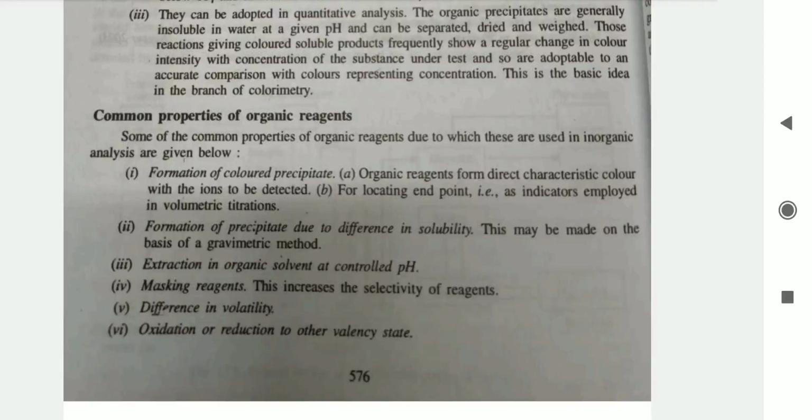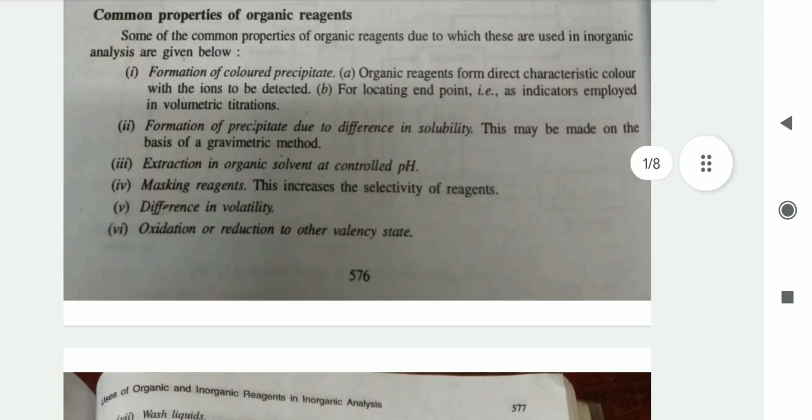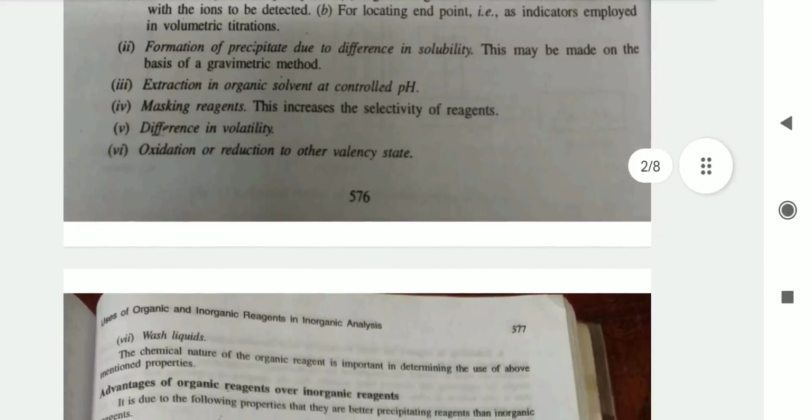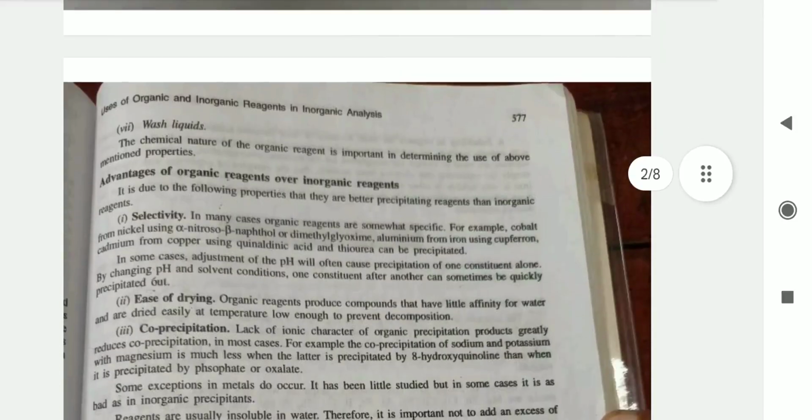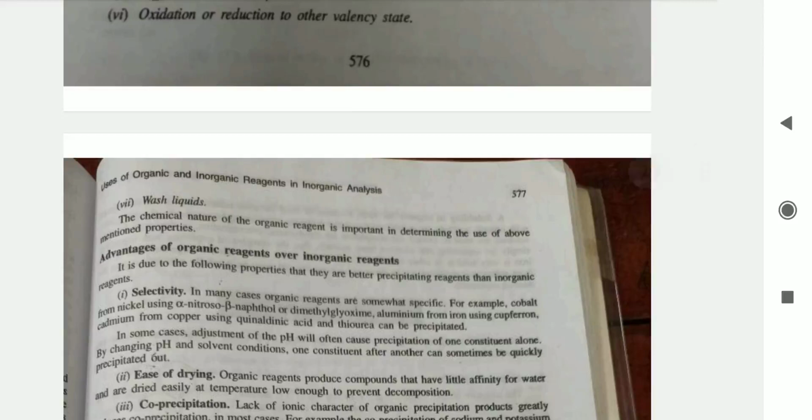Third, extraction in organic solvent at controlled pH. 4. Masking reagents. This increases the selectivity of reagents. 5. Difference in volatility. 6. Oxidation or reduction to other valence state. 7. Wash liquids. The chemical nature of the organic reagent is important in determining the use of above mentioned properties.